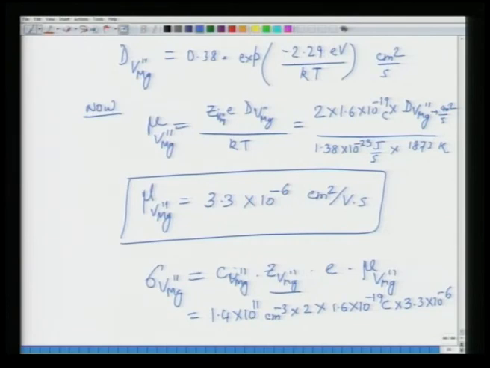Now, if you just calculate, 1.4 into 2 is 2.8, and this will be approximately 6.6 into 10 to the power minus 25 plus 11, 10 to the power minus 14, approximately 10 to the power minus 13 ohm centimeter inverse. Okay, so this is your ionic conductivity.